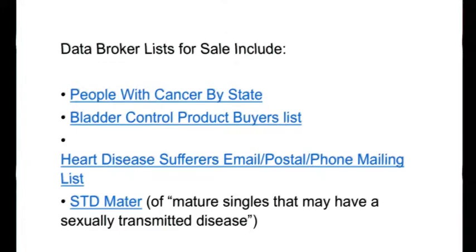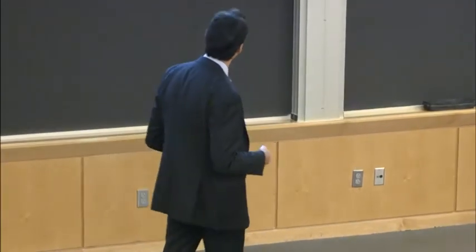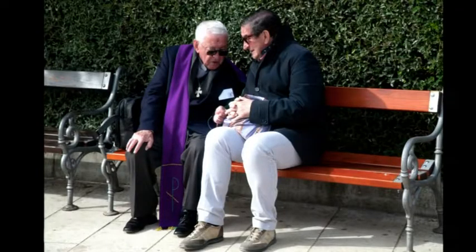You can buy whatever medical condition lists you want: name, address, phone number, and so on. People with cancer by state, bladder control problems, STD meter of mature singles that may have a sexually transmitted disease. So the problem with all of this vast trade in our data is not that it exists so much, but that ultimately when this becomes more widely known, people could lose confidence in the system, because you have to have the confidence to tell your doctor, your nurse, your care provider, here is my condition, here is the background, please help me as much as you can. Now, there's lots of things about which data could be gathered that would be interesting for social scientists. So take confessions to your priest or to your religious figure.